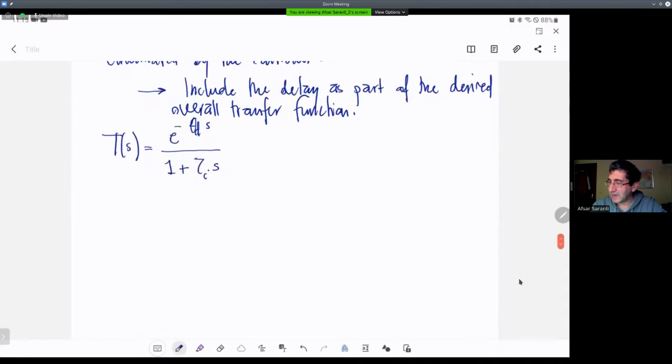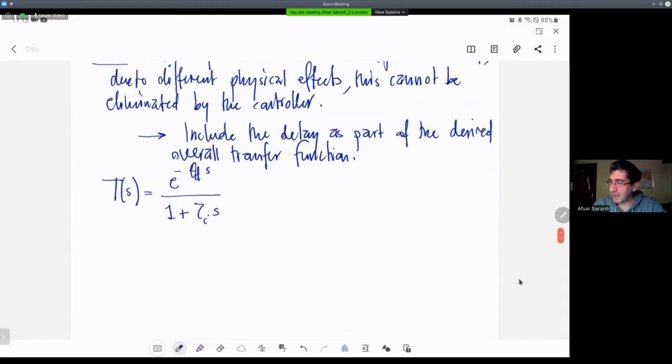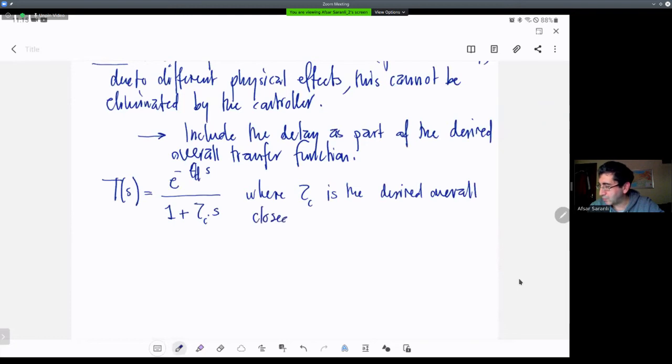So this is our desired response. Okay, an overall transfer function with a certain amount of delay, which is equal to the original delay, and a first order response that is shifted by that delay. Okay, where τ_c is the desired overall closed loop time constant. When I say overall, I mean closed loop time constant.